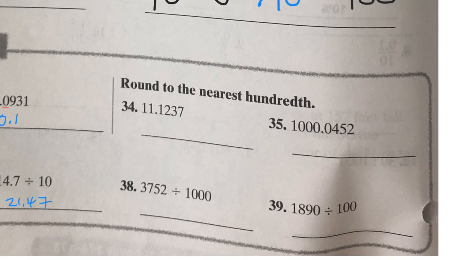Rounding to the nearest hundredth. Well, first of all, hundredth with a TH. First of all, the hundredth position is right here under the 2. So we're just going to look at that and ask ourselves, okay, let's look at the number that's immediately to the right.